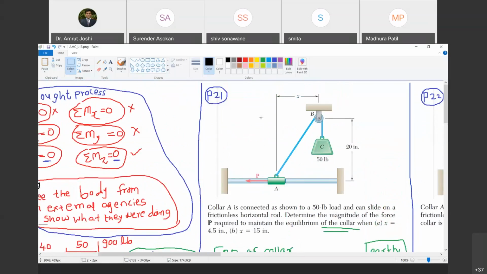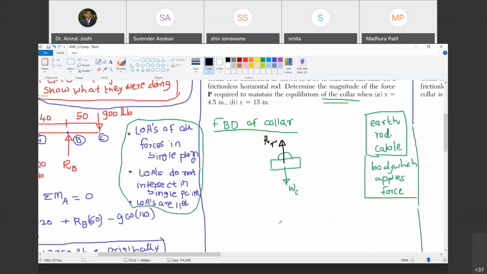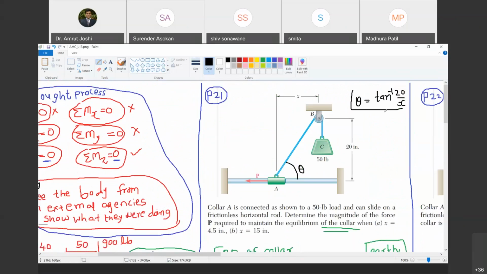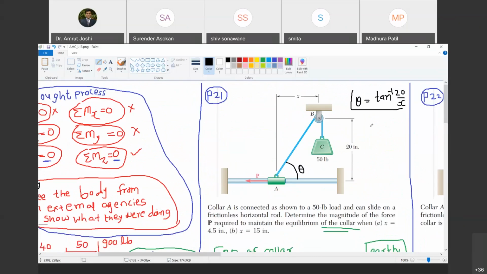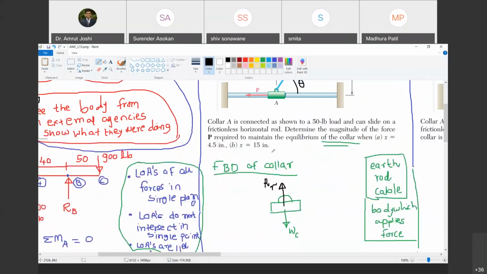And what is the angle made by the string with reference to horizontal? How much is this angle? Can you tell me? This theta will be equal to tan inverse of 20 by x. Happy? Yes, sir. So now this is part of the solution. What is the next step? Finding out this theta, tan inverse of 20 by x. Now look, in part A of the problem how much is x given? 4.5. And in part B of the problem how much is x given? 15 inch. Are you with me? Yes, sir. Can I find out theta for part A? What will theta be for part A? tan inverse of 20 by 4.5.